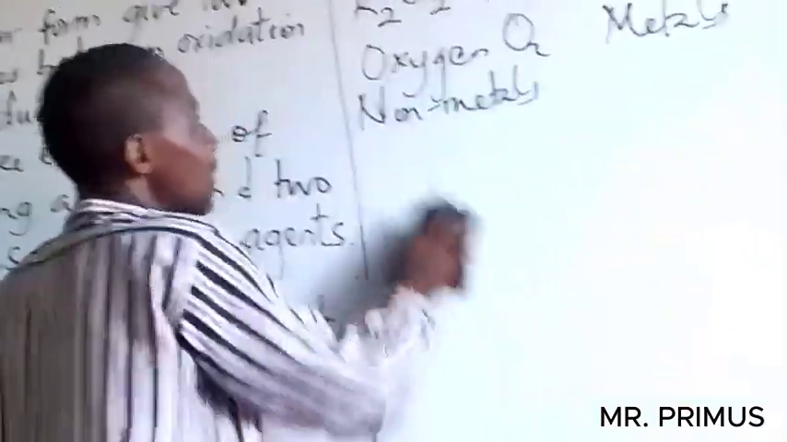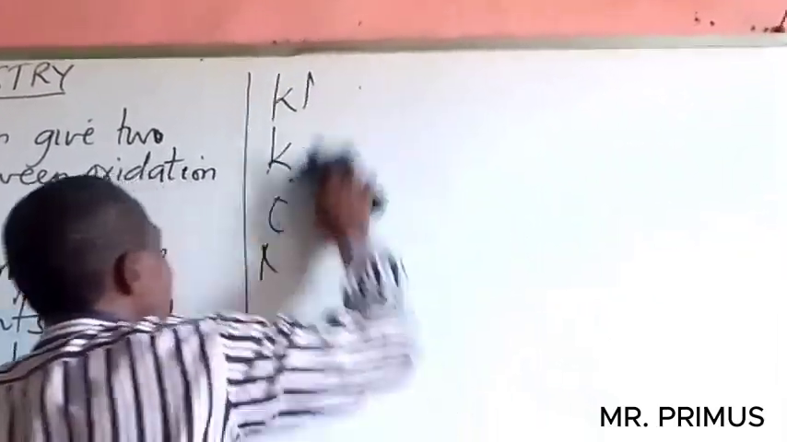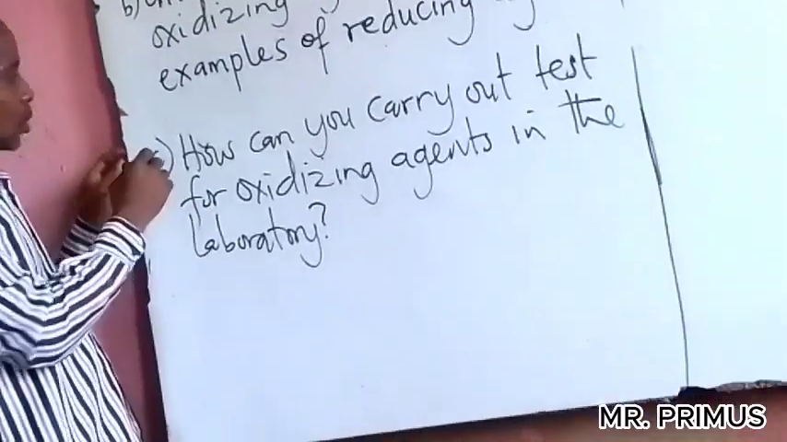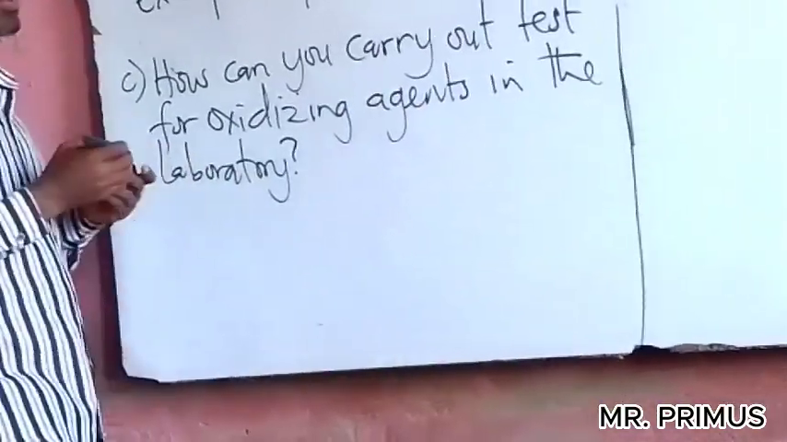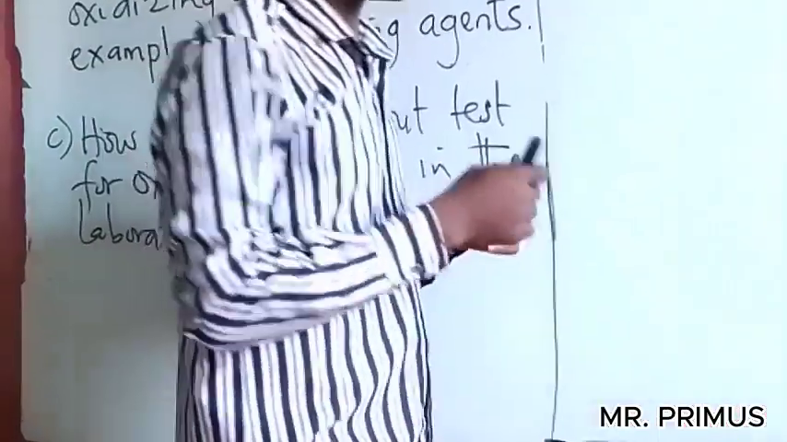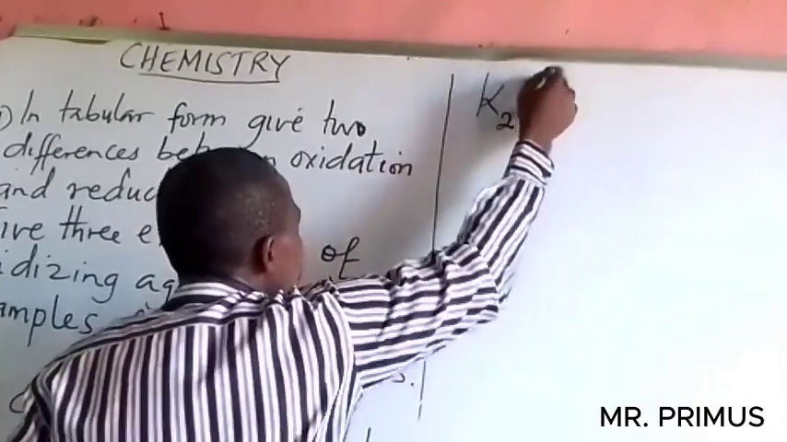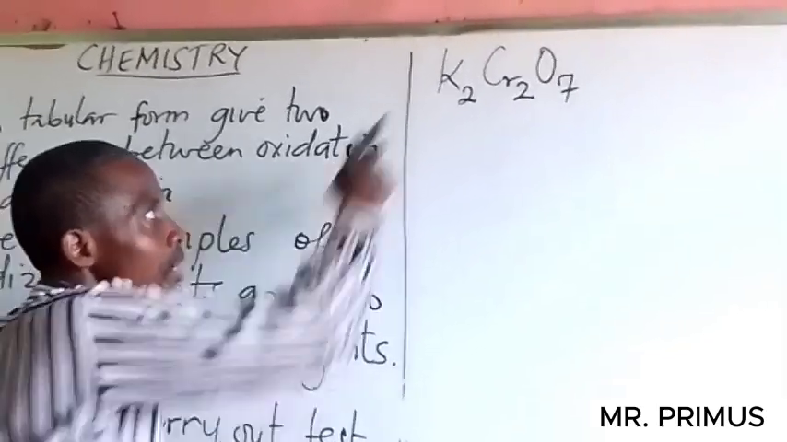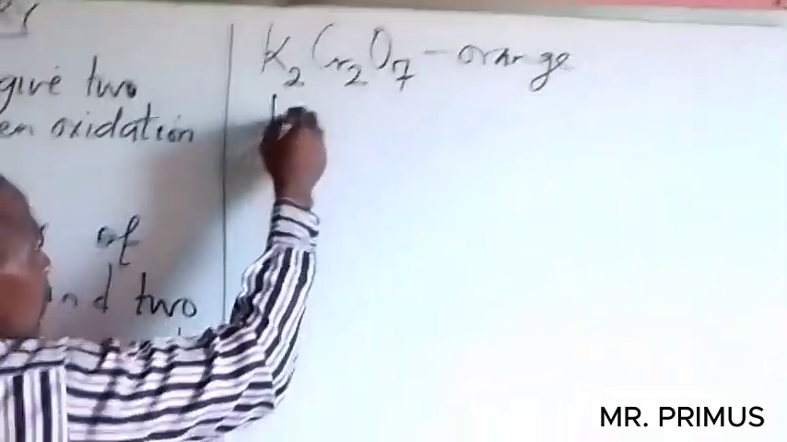So let's look at another part, number 3, part C, very, very necessary. How can you carry out tests for oxidizing agents in the laboratory? Now look at this. When you have potassium heptaoxodichromate(VI), what is the color of this? You can see it here. This is orange. The color of this is what? Orange. What is the color of this?